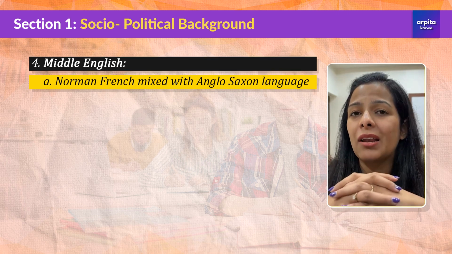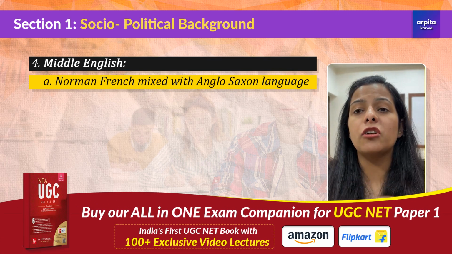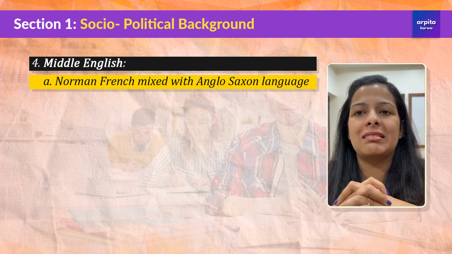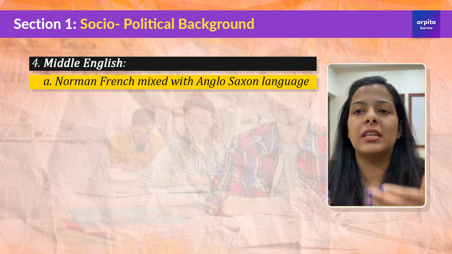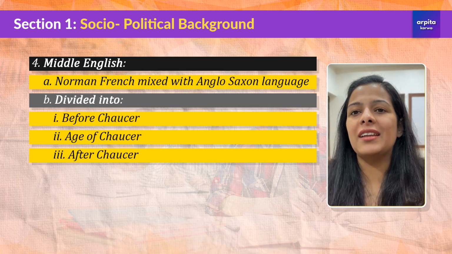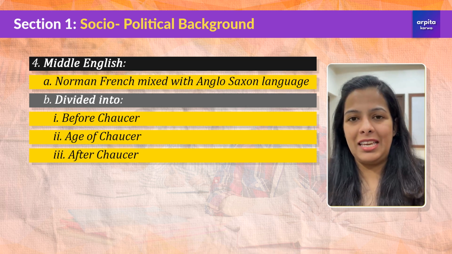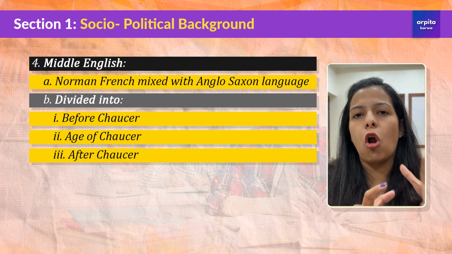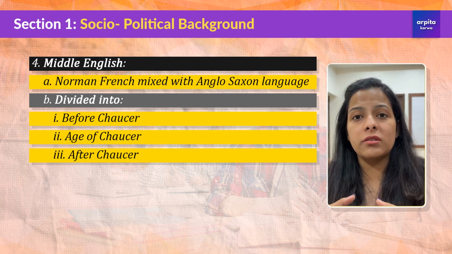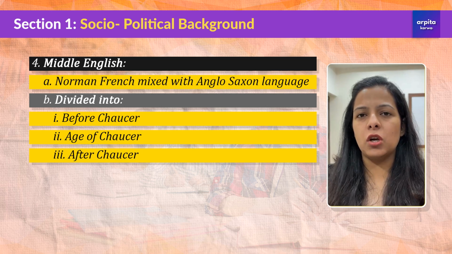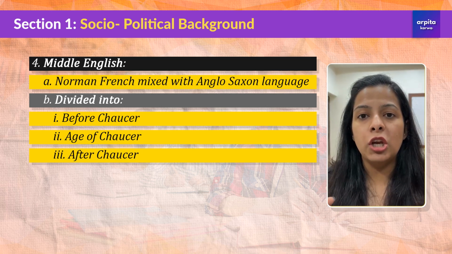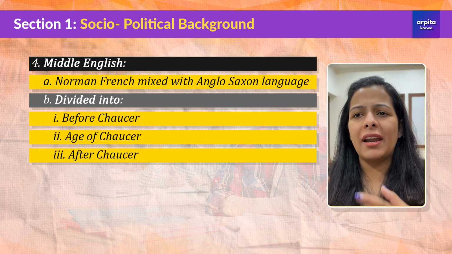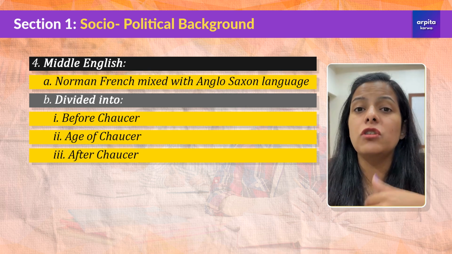Now, if we talk about the Anglo-Norman Age, this period also saw the start of Middle English as a language, where Norman French mixed with the Anglo-Saxon language to form the base of modern English. The Middle English period is divided into three parts: before Chaucer, age of Chaucer, and after Chaucer. Before Chaucer is when Norman French had a strong influence on English writing. Age of Chaucer is the period when great works written by Geoffrey Chaucer became popular, and then there was a period after Chaucer when writers continued to develop English literature even further.